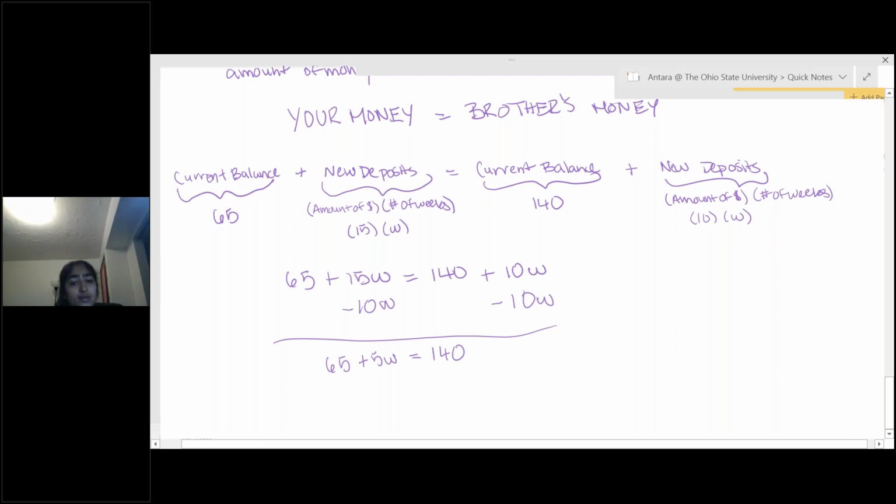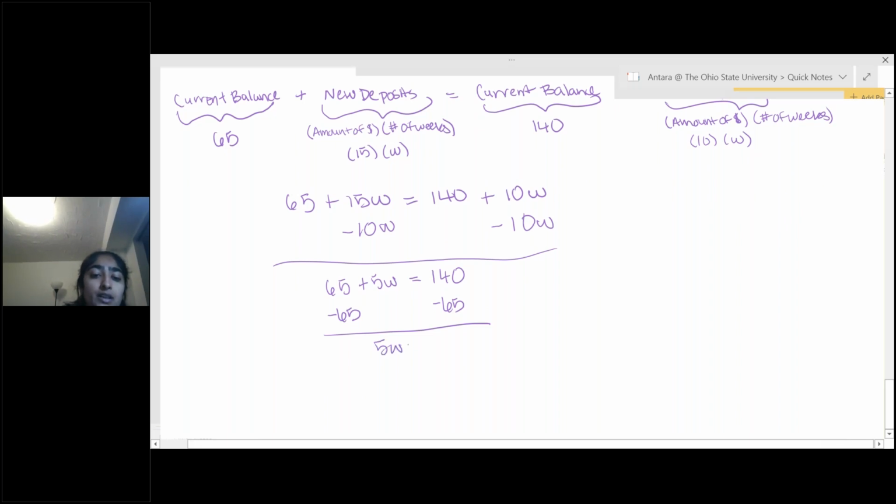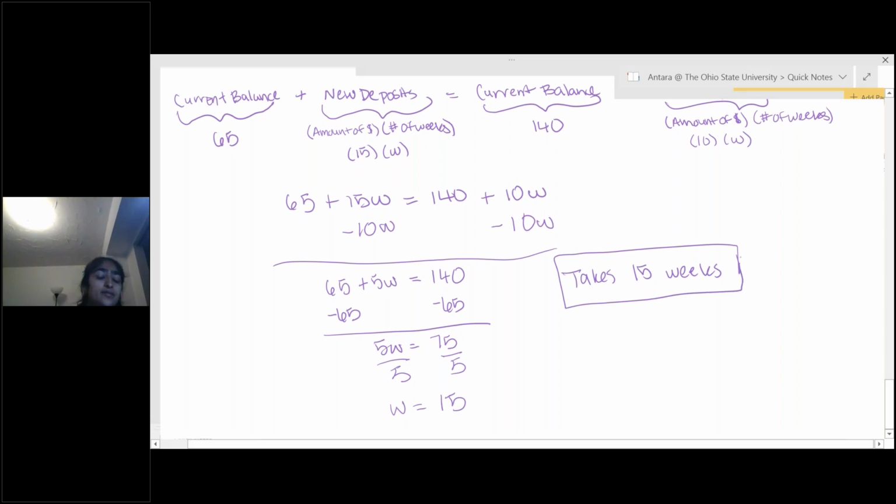Now we have to isolate that variable term, and we do that by subtracting 65. And we get 5W equals 140 minus 65 is 75. Now we want to isolate the variable term of W. So we divide by 5 on both sides. And we get W equals 15. So that means it takes 15 weeks. And that is our answer.